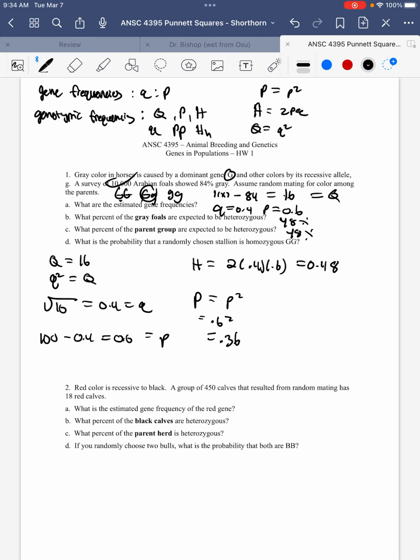And then what is the probability that a randomly chosen stallion will be homozygous GG? So homozygous GG is going to be big P, which is 0.36, so 36%. And then you just do this exact same thing to solve the second problem.